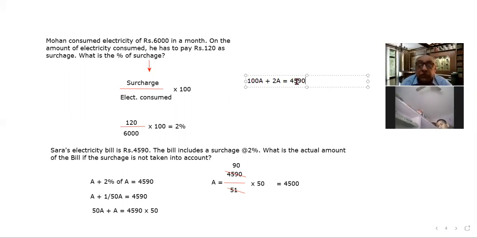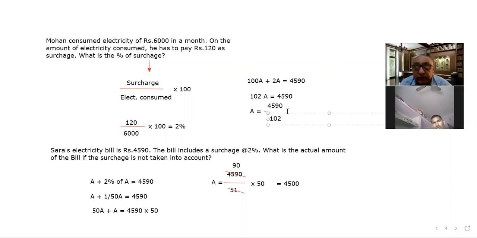4590. That is equal to this. Okay, right. And now what is there? 102A, right, that is equal to 4590. So A would become equal to 4590 divided by 102.